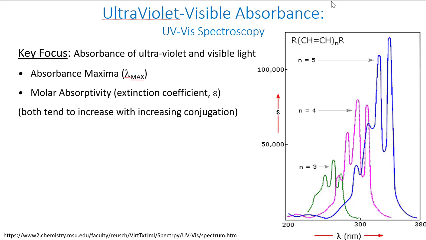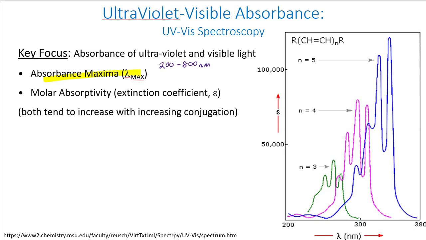We won't go into a lot of detail with UV-Vis or ultraviolet-visible absorbance spectroscopy. What we do need to know about it, though, is that it corresponds to the absorbance of ultraviolet and visible light, which combined are typically from about 200 to 800 nanometers, with 200 to 400 roughly being UV and 400 to 800 roughly being visible. Sometimes these are extended out past 800 into the near IR.